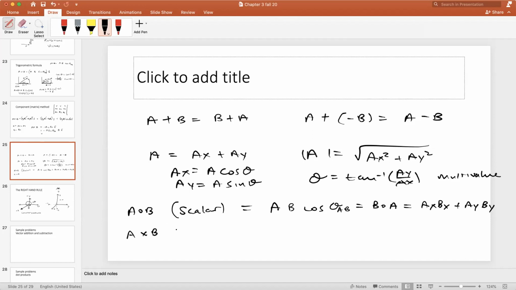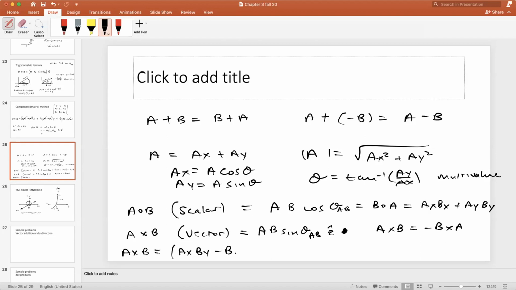A cross B is a vector. It's equal to AB sine of the angle between A and B in the z hat direction, as long as A and B are only in x and y components. This is also equal to this whole thing that I'll give you. But A cross B is equal to negative B cross A. You can check that for yourself. And further, A cross B, if A and B are only in the x and y direction, is equal to AX BY minus BX AY in the z hat direction, okay?